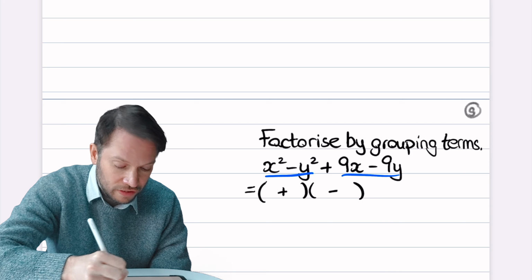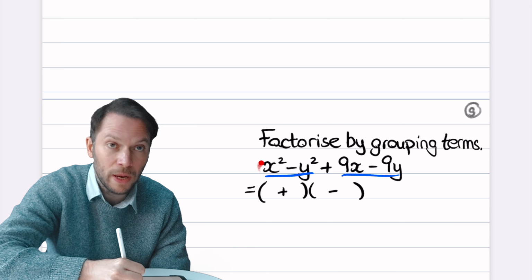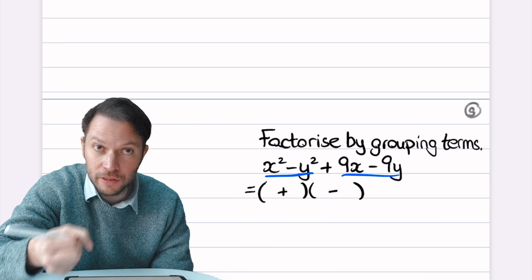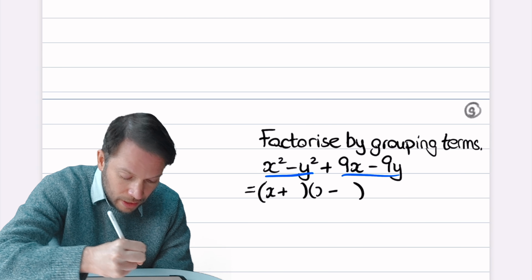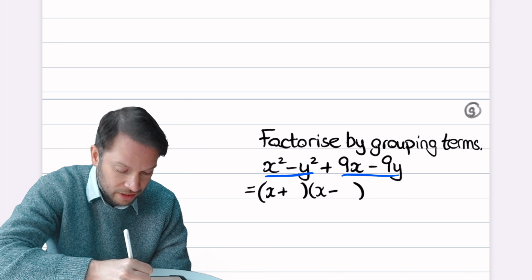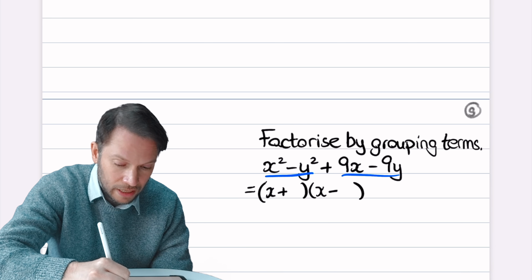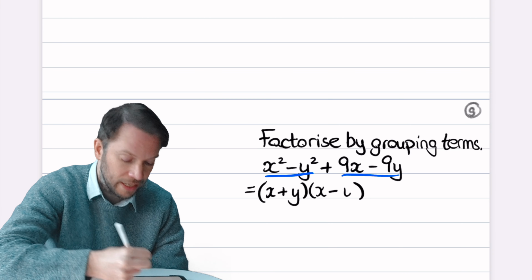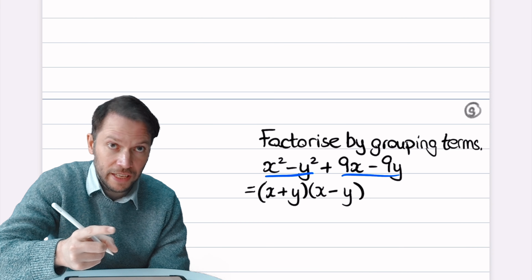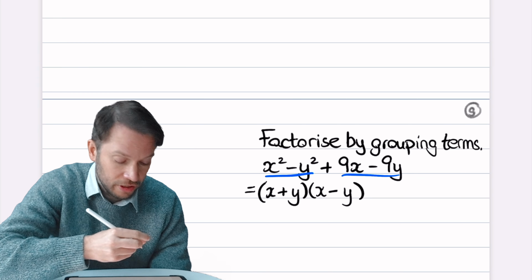And then what you do is you take the square root of the first term. So the square root of x squared is just x. The square root cancels out the squared. So you put that as the first term of each bracket. And then you do the square root of the second term. So the square root of y squared is just y. So that's going to make y the second term of each bracket like that. Okay, so we've now factorized the x squared minus y squared using the difference of two squares.